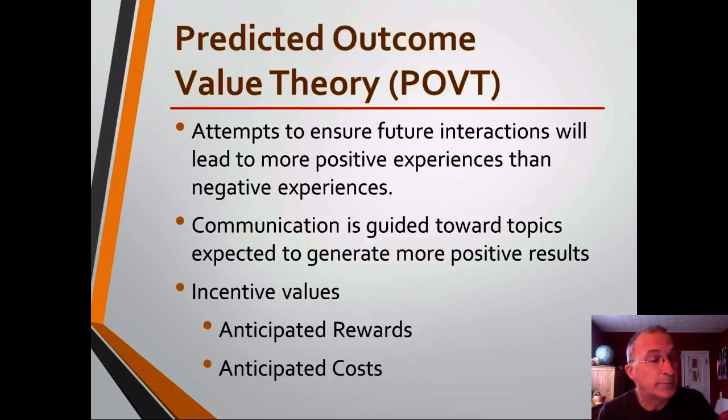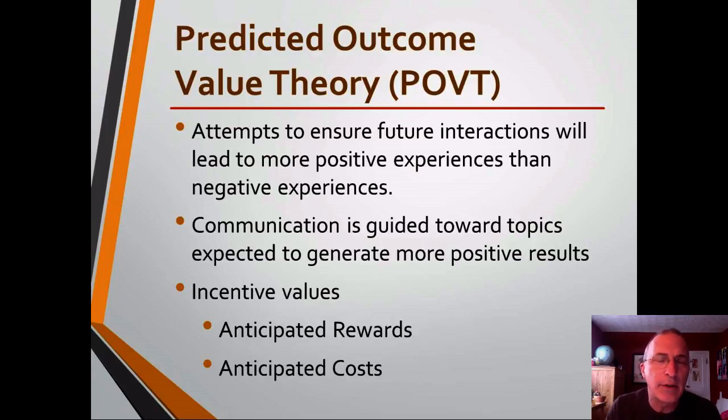Predicted outcome values theory is the idea that there are certain ways we try to reduce uncertainty. And as we're talking to people that are somewhat similar to us, or maybe not too similar, we're trying to find out if they're similar to us. It's the idea, do we want to continue to have this relationship? So we attempt to ensure future interactions that will be positive, part of the reinforcement, things that we like, reward us, instead of the negative parts. And then we try to guess or predict if that's going to be a positive outcome in this or not. Communication is guided towards the topics that we expect would generate the positive results. We try to avoid those things that don't give us positive results.